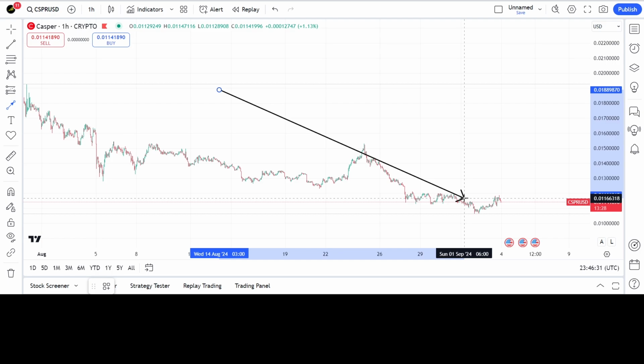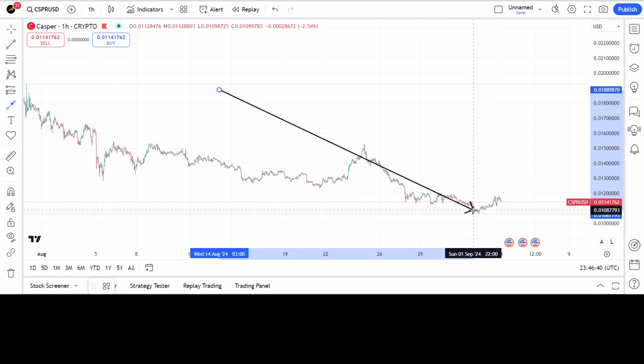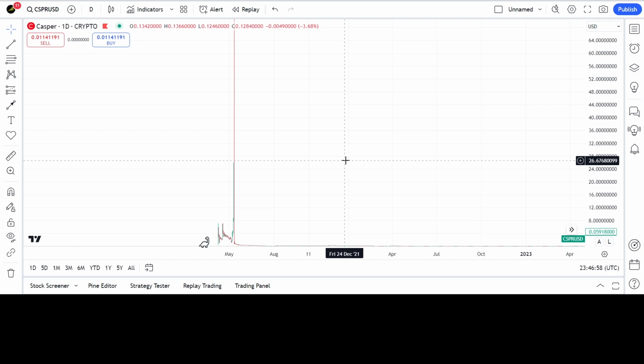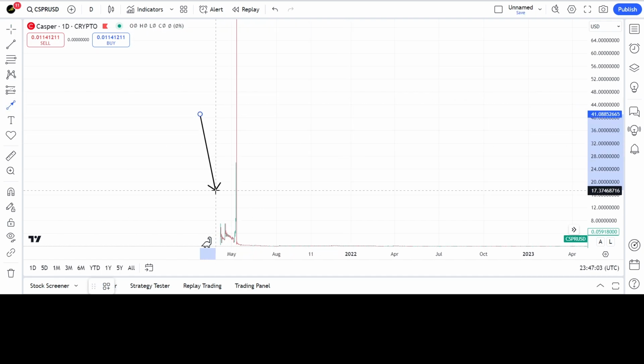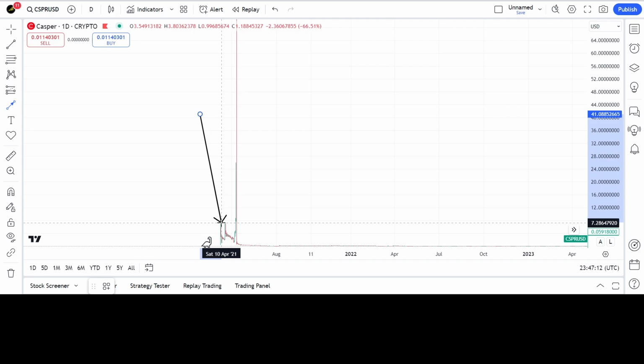Now, I still believe that we are at or near, I'm sounding like a broken record, the bottom of this structure. I will show you why I believe that to be the case. But first, I want to talk about the bigger picture. This is on TradingView, and I am zoomed out on a day candle. I just wanted to point out that TradingView now has the beginning starting in April 2021.